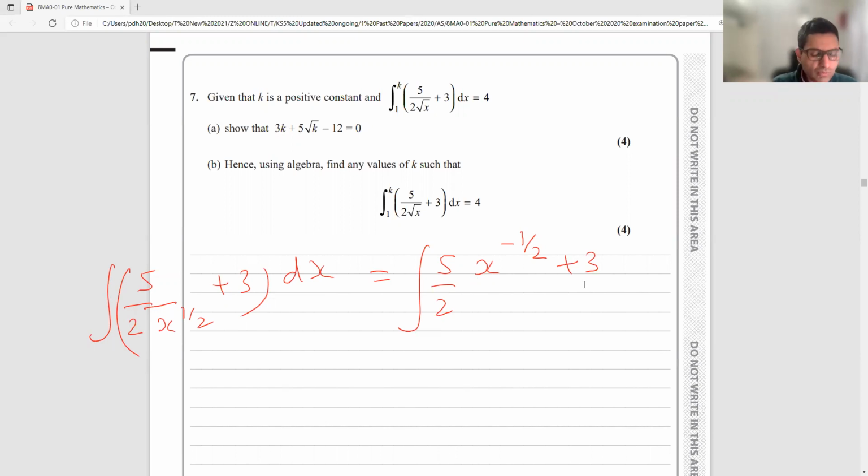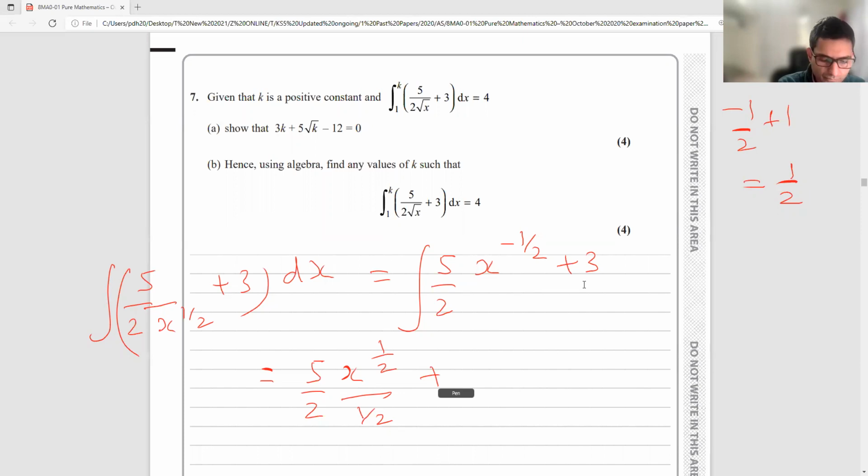Once we start with this one, who can help me with how we can do this part? Snigdha, you've done integration in class? Yeah, tell me how we integrate it. Go on, please. You add 1 to the power and you divide by the new power. Minus half plus 1 is going to be half, right? We increase by 1, which is going to be half, and we divide by half. Yes, carry on, Snigdha, please.